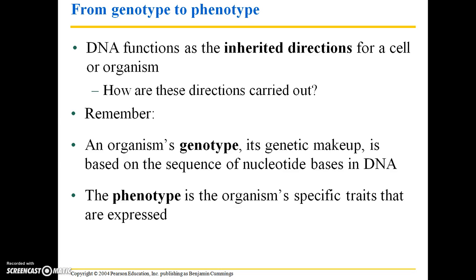in DNA. The phenotype is the organism's specific traits that are expressed, and by expressed, I mean that there's some physical manifestation of those traits. Whether it be blue eyes or curly hair or freckles or a certain amount of insulin produced, all sorts of things. So it's not necessarily just physical characteristics that you can see, but it's any genetic code that is actually expressed within the body. So it could be invisible to us, but it does have some physical manifestation.